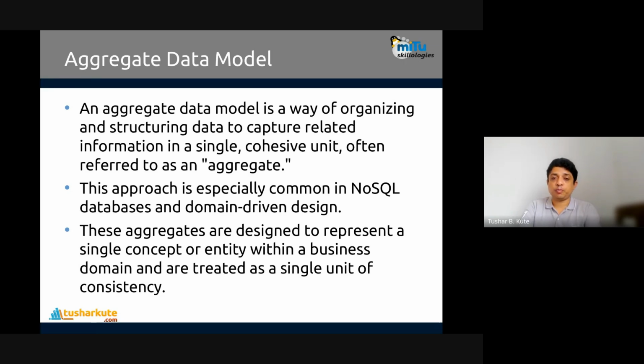This approach is especially common in NoSQL databases and domain-driven design. Domain-driven means for a healthcare specific domain, we can have this domain healthcare and you can design the database accordingly. And these aggregates are designed to represent a single concept or entity within a business domain and treated as a single unit of consistency.